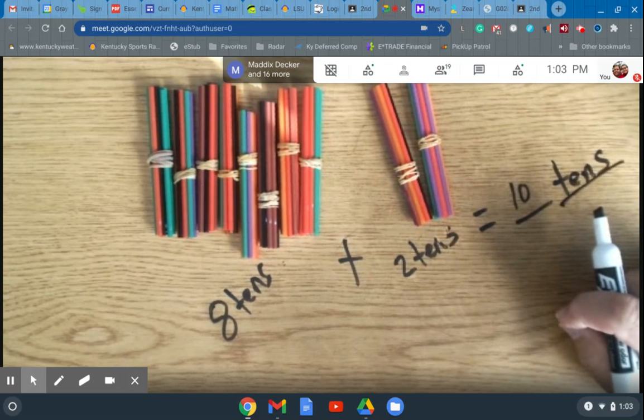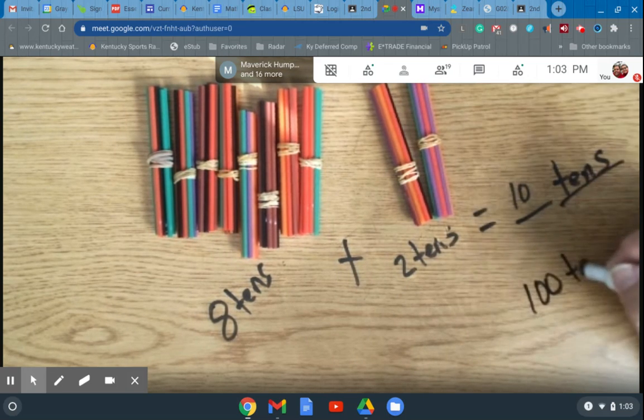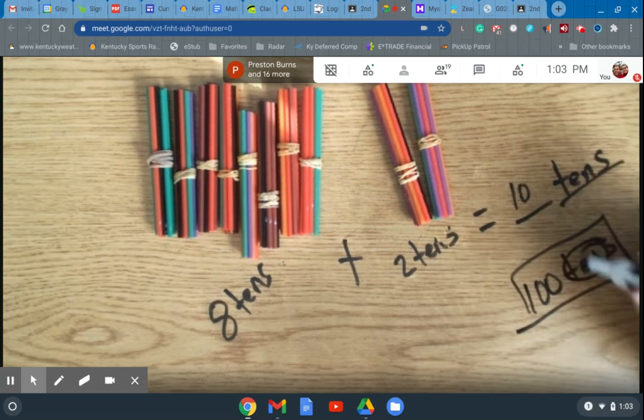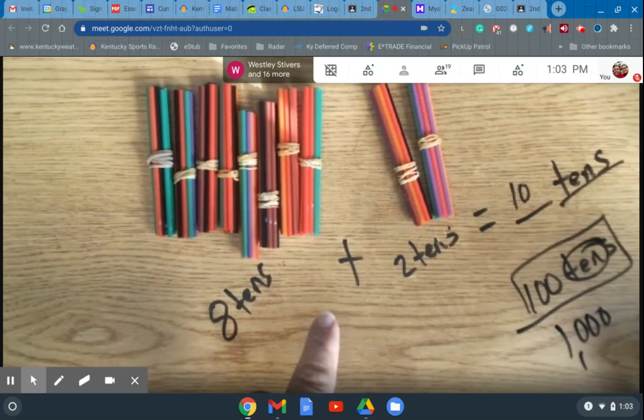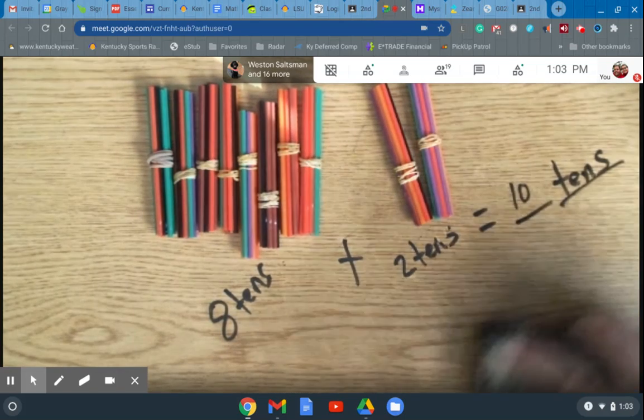Because if we put 100 tens, that really is 100 tens. This word tens kind of turns into a 0, and we would have this number then, 1,000. I don't have 1,000 over here. Okay? All right, but I understand your thinking.